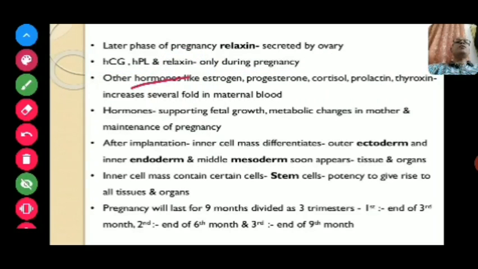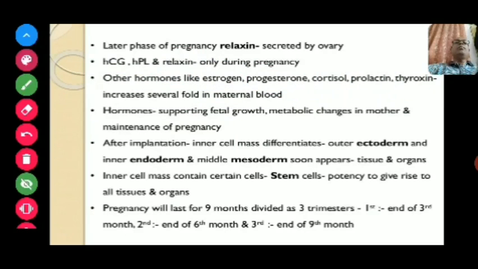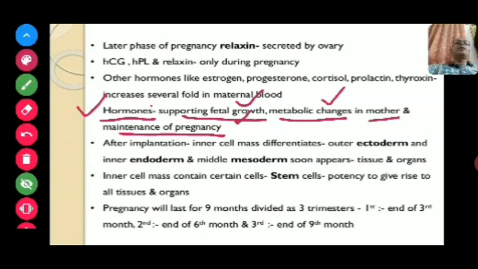Other hormones like estrogen, progesterone, cortisol, prolactin, and thyroxine increase several fold in maternal blood during pregnancy. These hormones support fetal growth, metabolic changes in the mother, and maintenance of pregnancy.